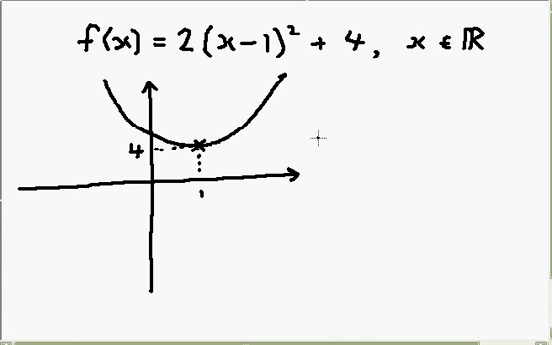So what I can say is that if x belongs to the real numbers, then the range is f of x is greater than or equal to 4, because the function only exists from 4 upwards. So that is the range. It's as straightforward as that. I'm going to pick another one from the book, I think. Let's have a look at this one.